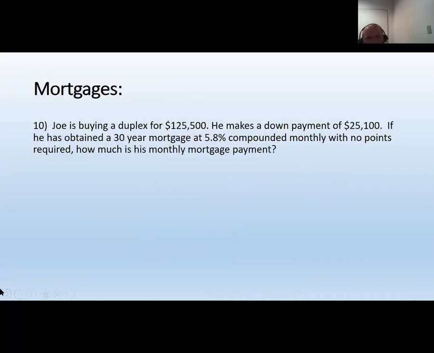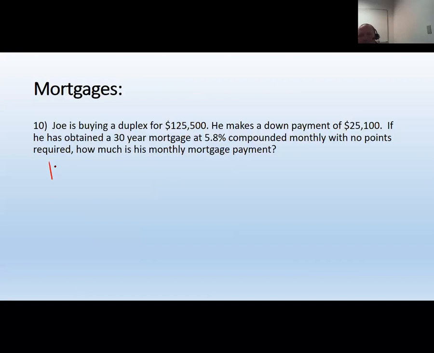Okay, this says Joe is buying a duplex for $125,500. He makes a down payment of $25,100. If he has obtained a 30-year mortgage at 5.8% compounded monthly with no points required, how much is his monthly mortgage payment? Well, we're going to go ahead and do this one together. I'm not going to give you any time to work on your own before we go over it. But the first thing is Joe is buying the duplex for $125,500. That's not how much is being borrowed, though, because he's making a down payment, and the down payment is money that's being paid up front, which affects how much money is being borrowed.